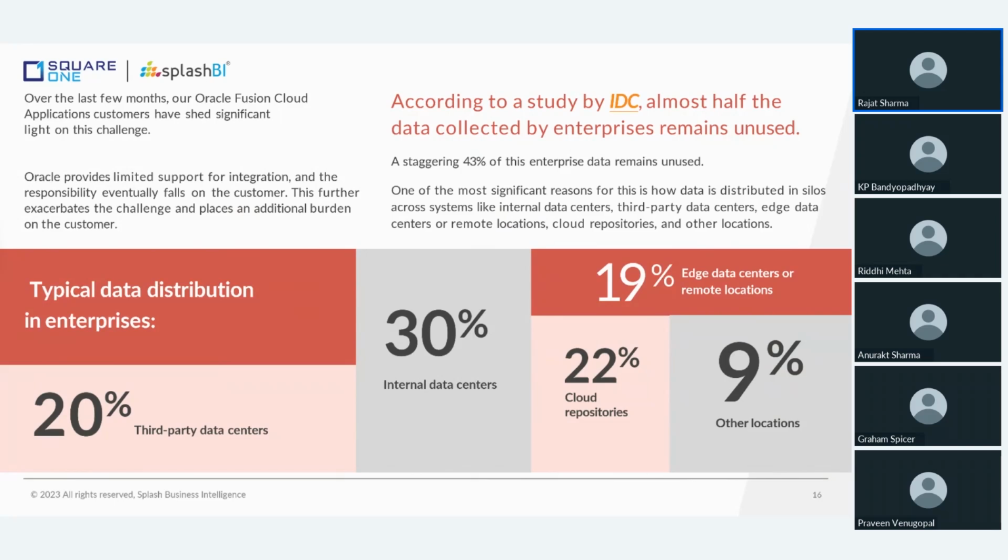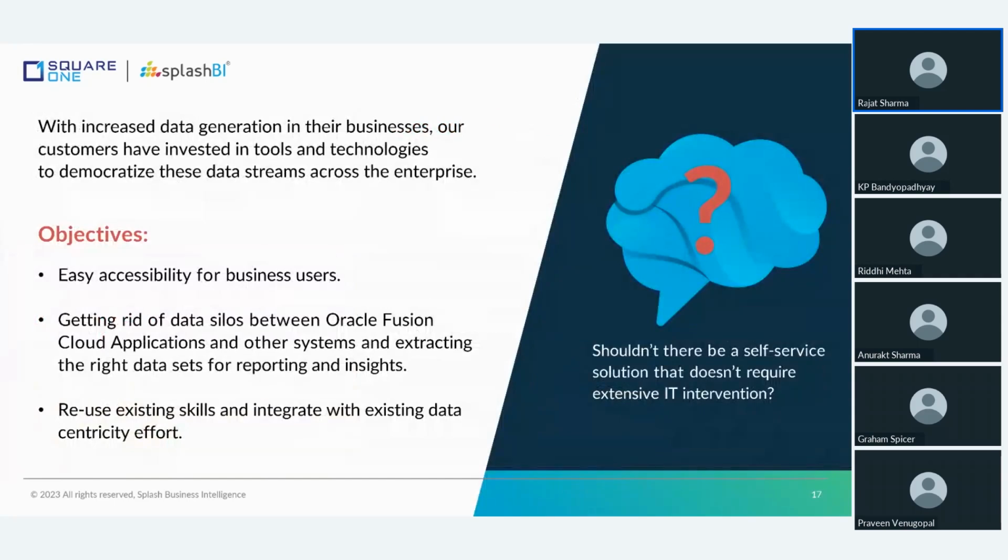And a very typical data distribution, as you can see over here, and according to the IDC, a large number of organizations are unable to use their data effectively. And with the growing data, especially in SaaS, the challenges are significant as well, because you do not have access to the data directly, especially in your database. So, how do we solve these different challenges, and what are the different objectives for those enterprises?